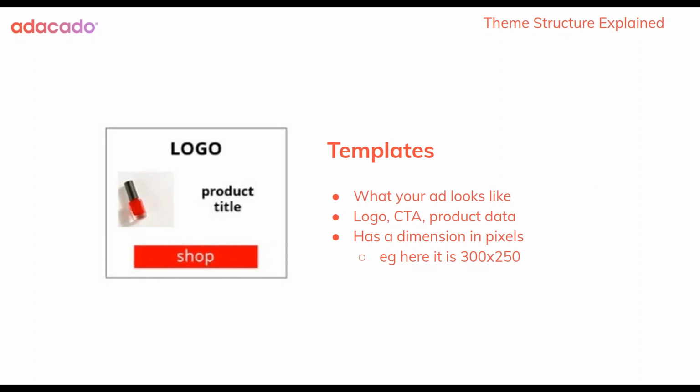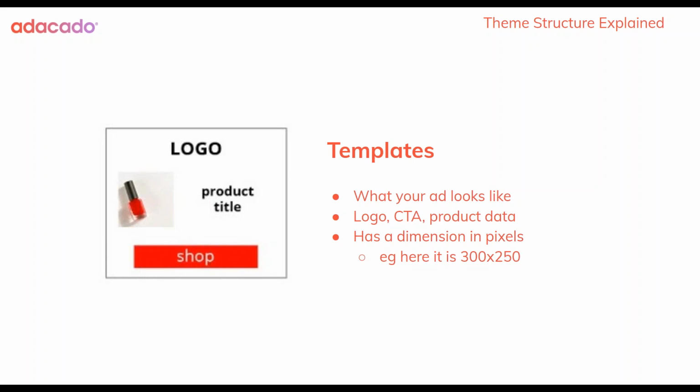All right. Before I jump into the platform, I just wanted to talk a little bit about the theme structure that we have in Adacado. Hopefully this will round out the knowledge of how the ads work. The basic building block is a template. A template is the definition of what your ad is going to look like. So it's a particular size. In this case, this is a really common size: a 300 by 250 pixel ad.